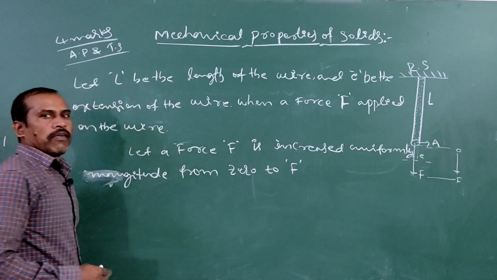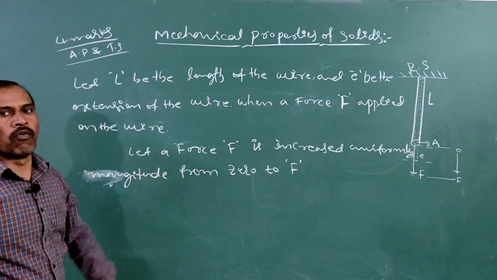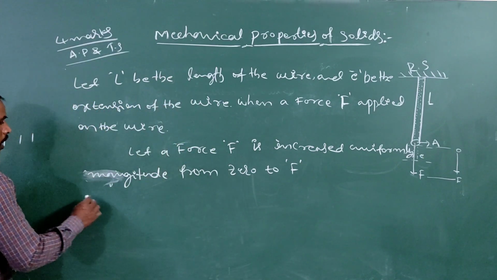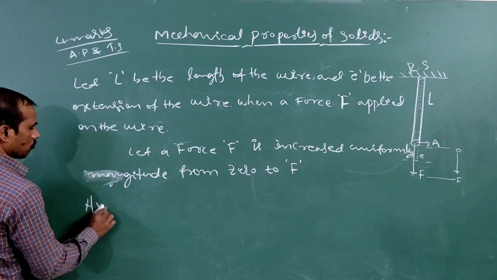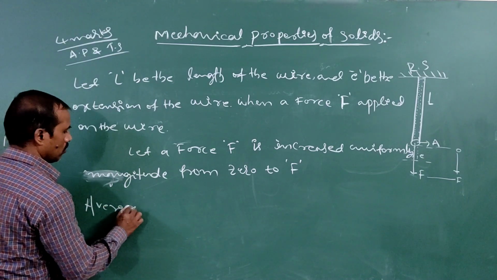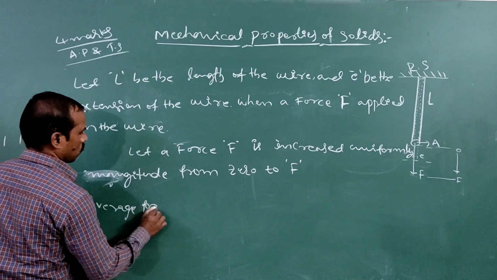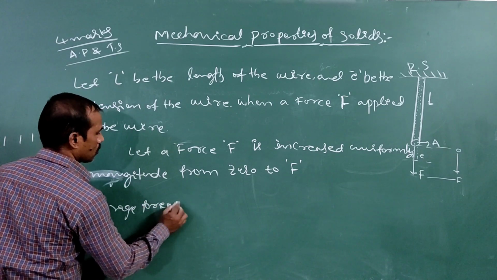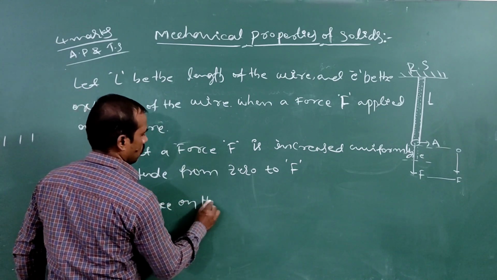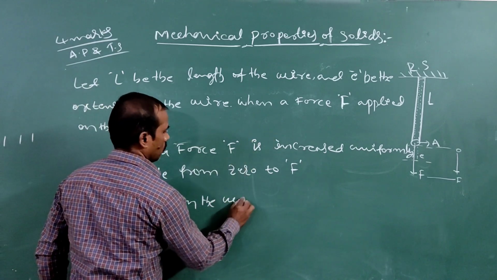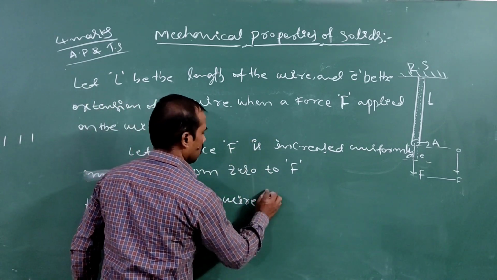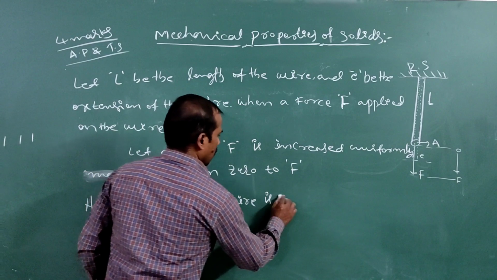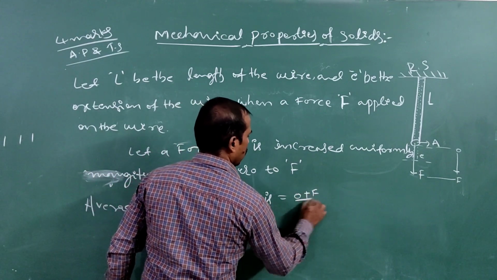Now the average force on the wire is equal to (0 plus F) by 2.